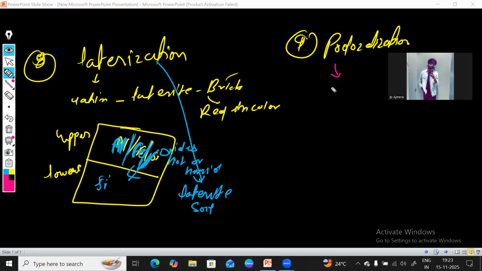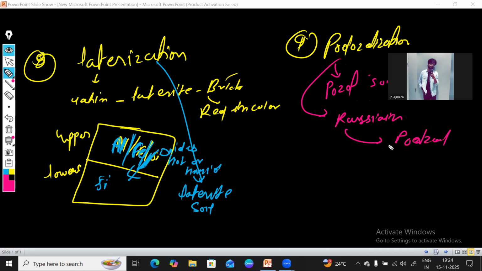Through this process, podzol soil is formed. Very simple, no logic. Podzol soil is formed due to podzolization. What is that podzol? By the way, podzolization comes from a Russian word, podzol. If you break down this word, you get pod plus zola. What is the meaning of that? It is like ash.